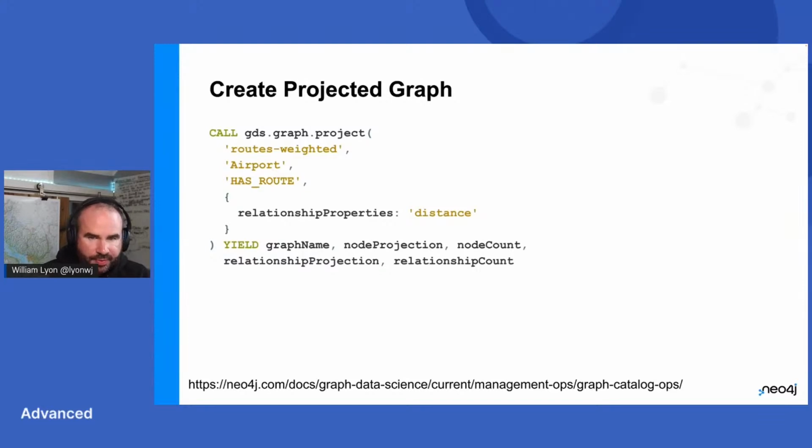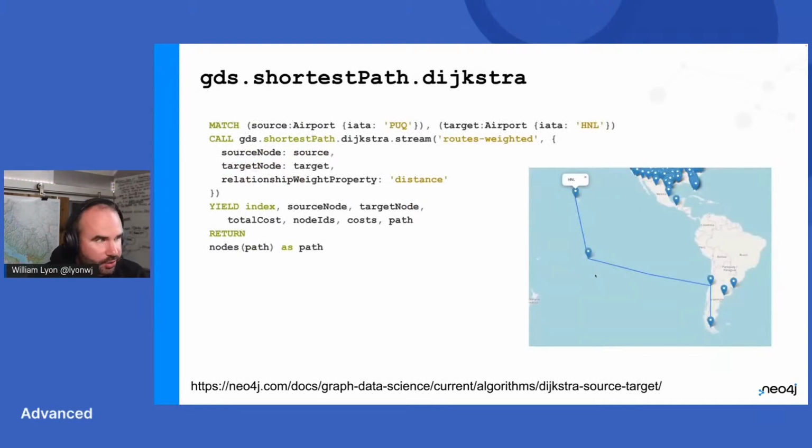So oftentimes the algorithms that we're running, we're not actually interested in running on the data that we actually have stored in the database. Maybe we want to infer some graph from what we've stored in the database, or maybe we're interested in just a subgraph. But either way, we need to project that graph from the database into memory so we can run these algorithms. And in this case, we're interested in a weighted relationship where distance is the weight. So distance between two airports.